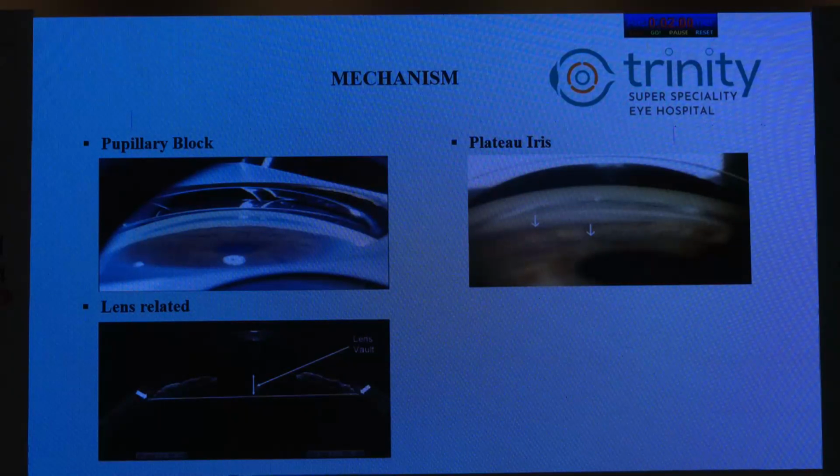Third one is the plateau iris. You can see a double hump sign, which is classical on gonioscopy. One hump is due to the anteriorly positioned ciliary body, and the second one by the equator of the lens.